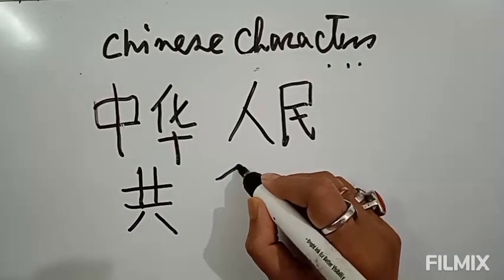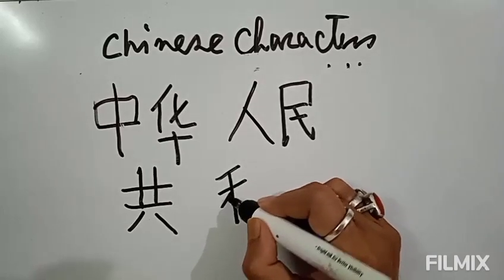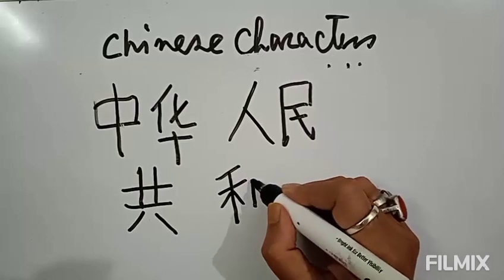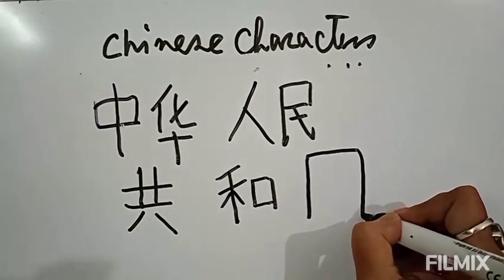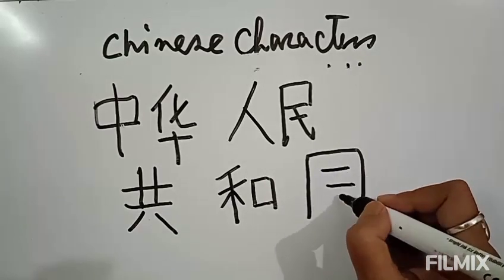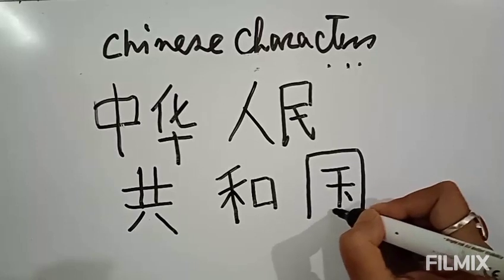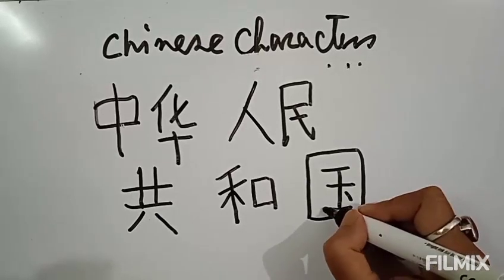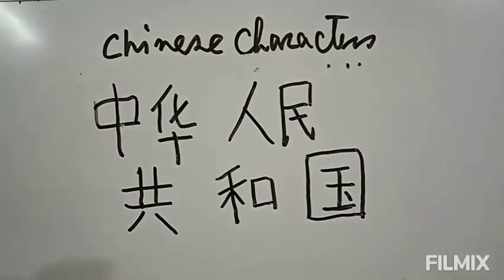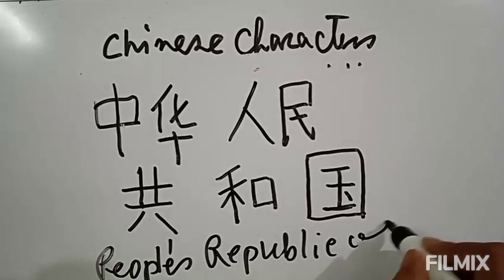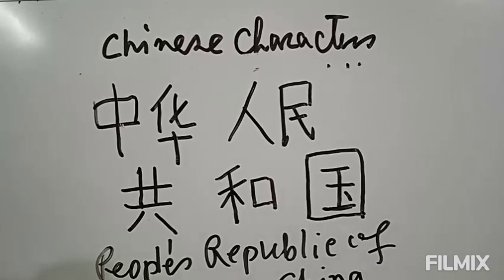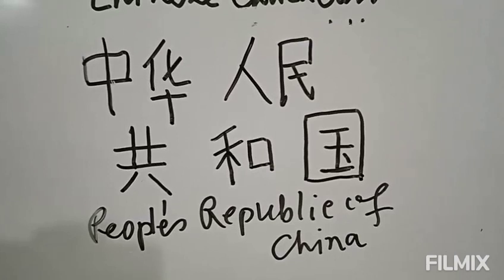One, two, three, four, five, six, seven, eight. Gong he. Guo. One, two, three, four, five, six, seven, eight. Okay, Guo. Guo means country. Gong He Guo. Zhonghua Ren Min Gong He Guo. The total meaning is People's Republic of China. In English, the meaning is People's Republic of China. Okay?